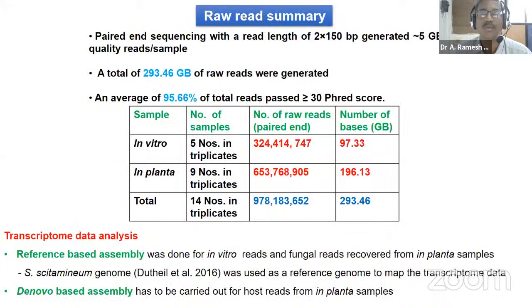You could see we have got more than 300 GB of raw reads. We made all the quality checks, and the passed reads have a Phred score equal to or more than 30. The analysis is still in progress, and in another 3 to 6 months we will be able to come out with a very clear picture.